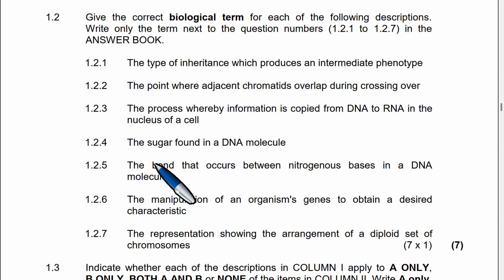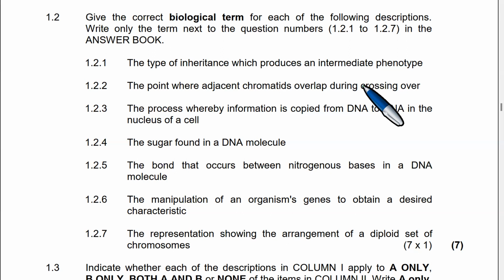Give the correct biological term for each of the following descriptions. Write only the term next to the question number, numbers 1.2.1 to 1.2.7. Let's just discuss this. The type of inheritance which produces an intermediate phenotype. Which one is this?